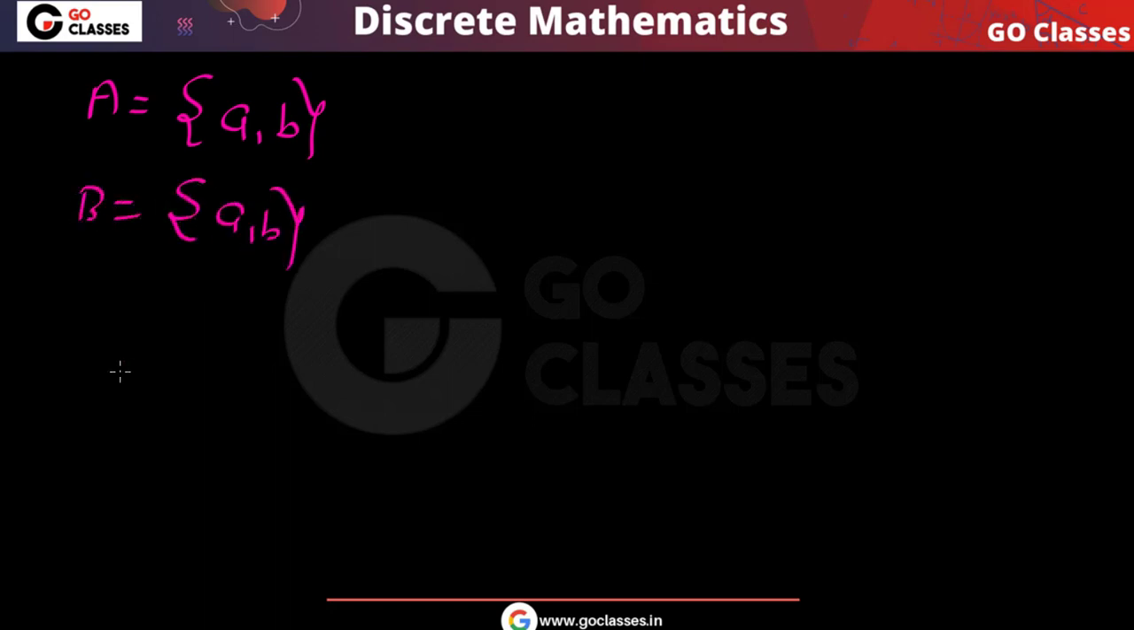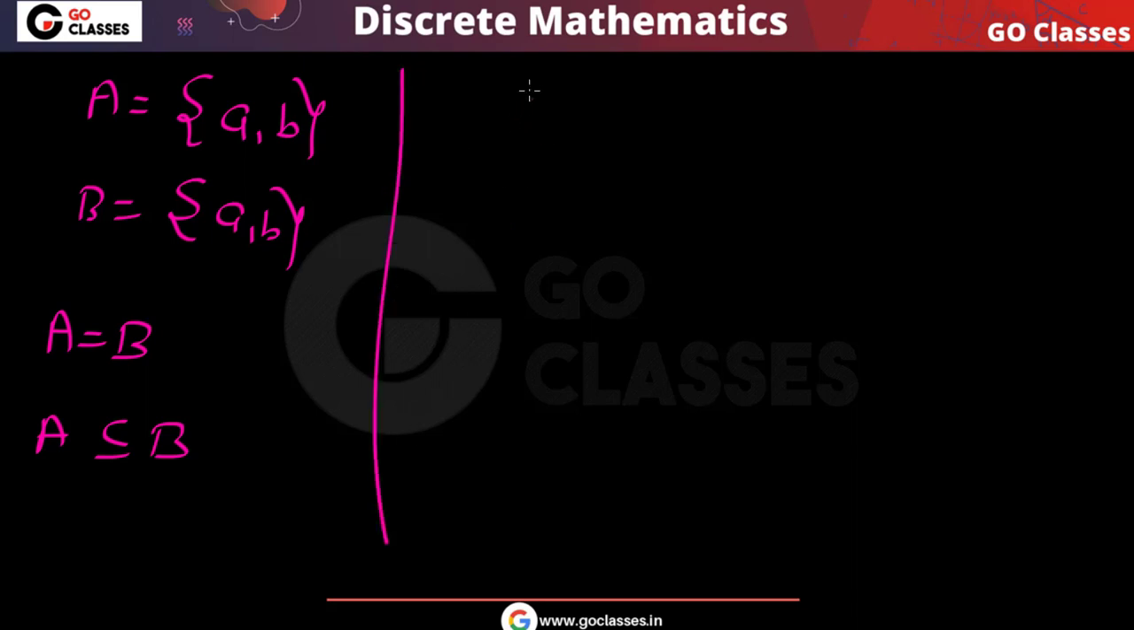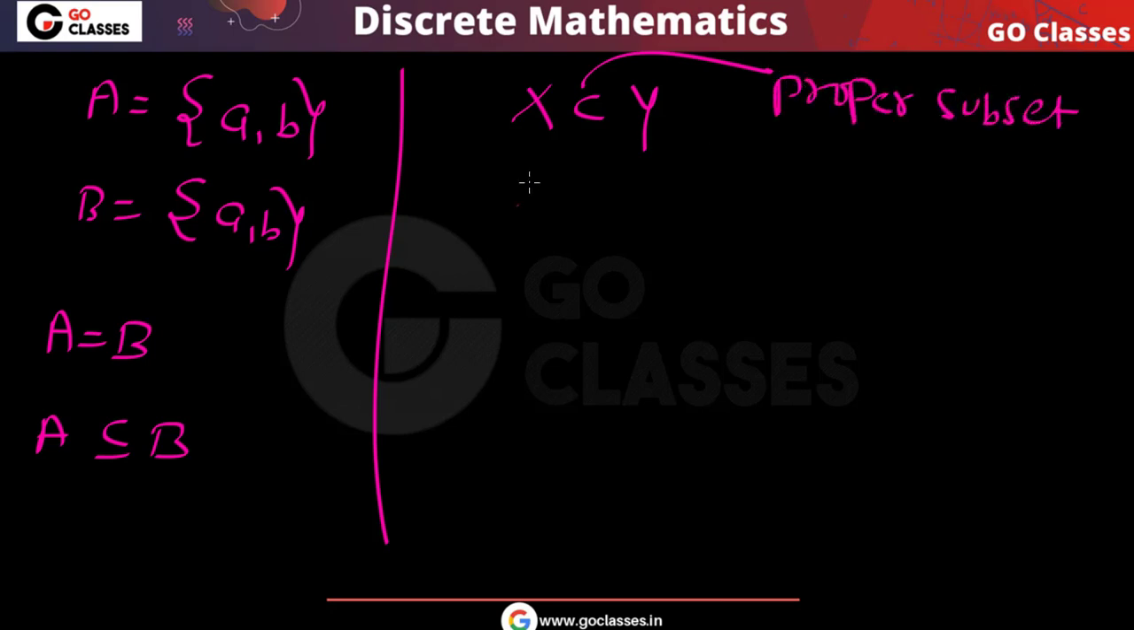Remember, in subset, for example, if I tell you this set is a subset of this set, and you notice both sets are equal, so A is equal to B. The point is A is a subset of B, but A is not a proper subset of B. I can say X is a proper subset of Y, and this is the symbol for proper subset. When can you say X is a proper subset of Y? If and only if X is a subset of Y, meaning every element of X must be in Y, and X must not be equal to Y.